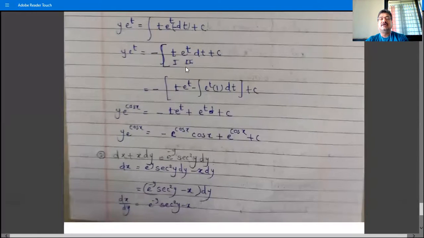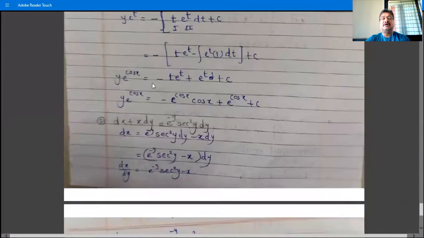First, that is t, integration of second, e raised to t, integration is e raised to t, minus integration of second is again e raised to t, into derivative of first is 1 dt plus constant. Okay, so this is the parts rule. What is the parts rule? First into integration of second minus integration of second into derivative of first, plus constant of integration. And then after the effect of this negative sign, this term is negative, this term is positive, and integration of e raised to t is again e raised to t plus constant, and substitute t as cos x.